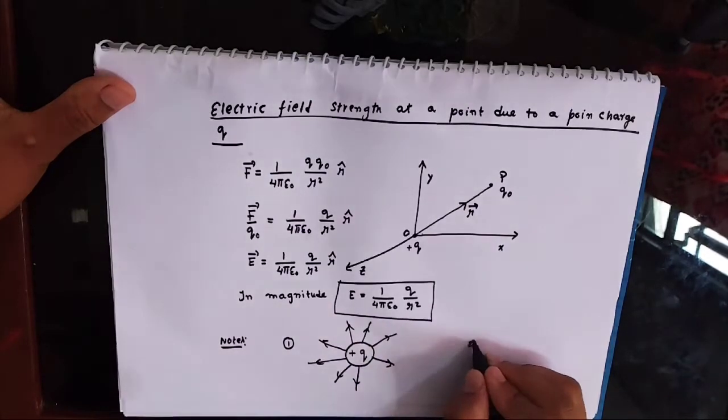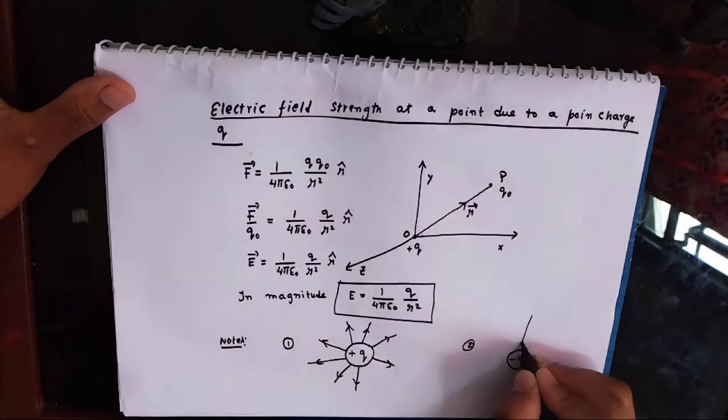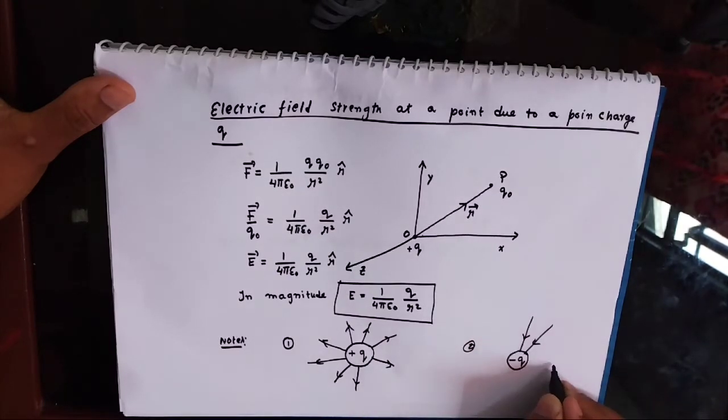And if the charge is minus Q, the electric field lines of force are radially inward.